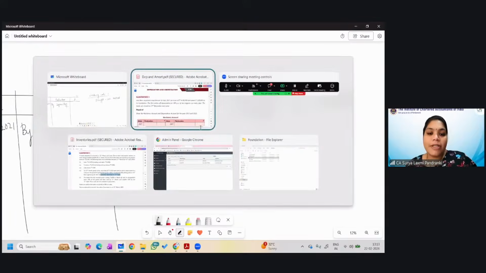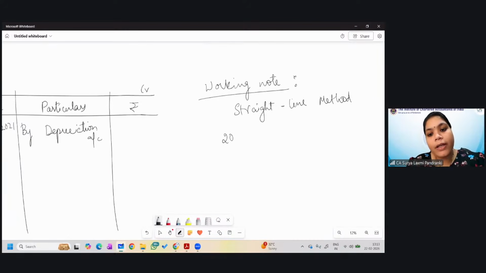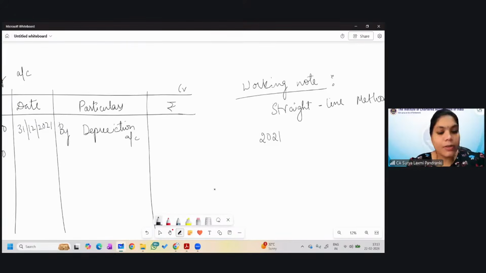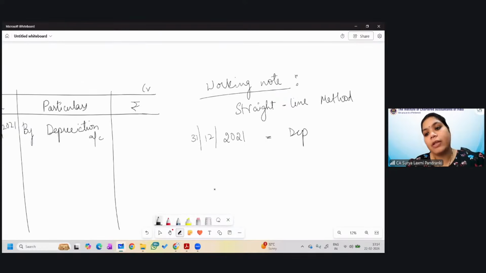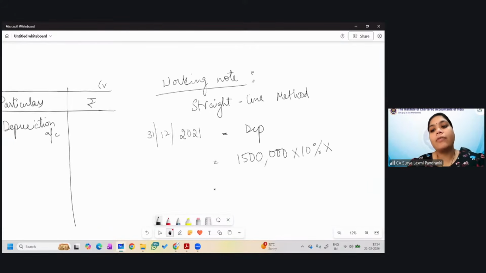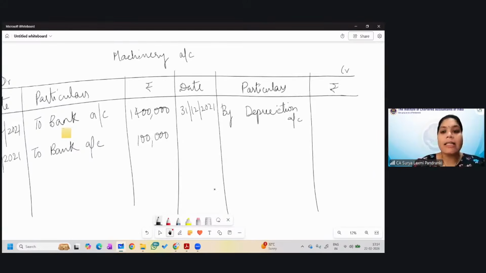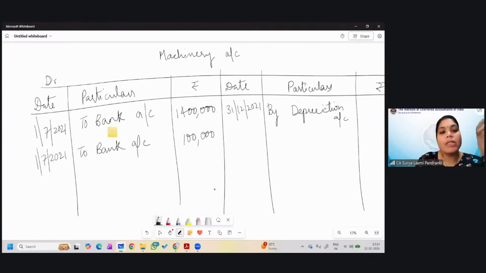What is the depreciation percentage given to you? They told you it is 10% per annum, right? So for the year 2021, what is the closing date? 31st December 2021. Depreciation will be equal to 15 lakhs, the cost of the asset, into 10%. And one more thing you have to take is 6 by 12. Why am I taking 6 by 12? It is because the asset was not purchased at the beginning of the year. It was purchased on 1st July. So you have used the asset only for 6 months in 2021. So I am providing depreciation only for 6 months, right?